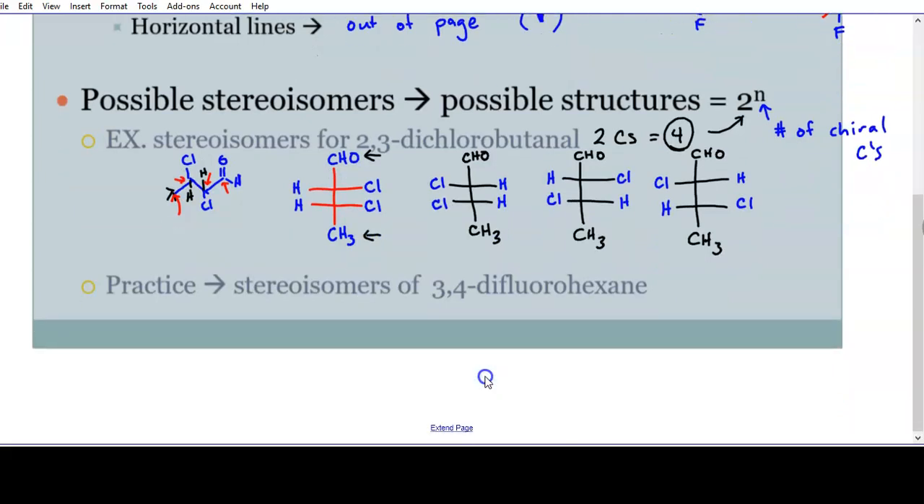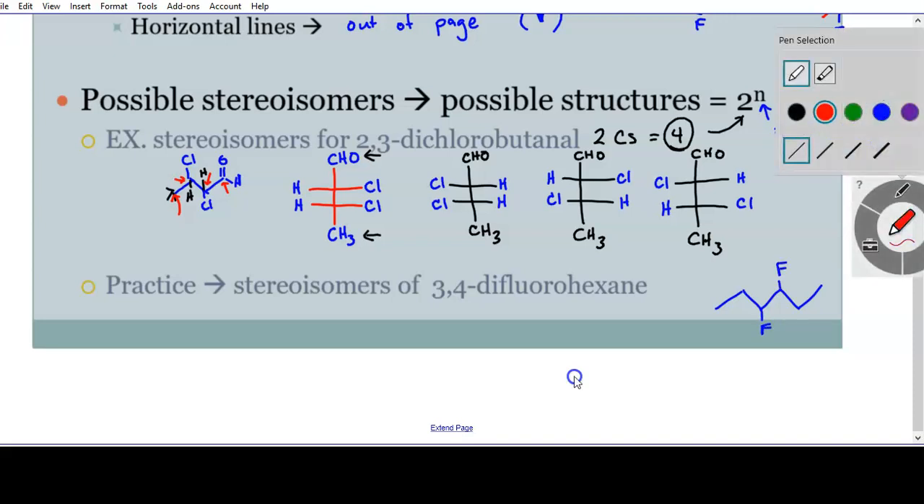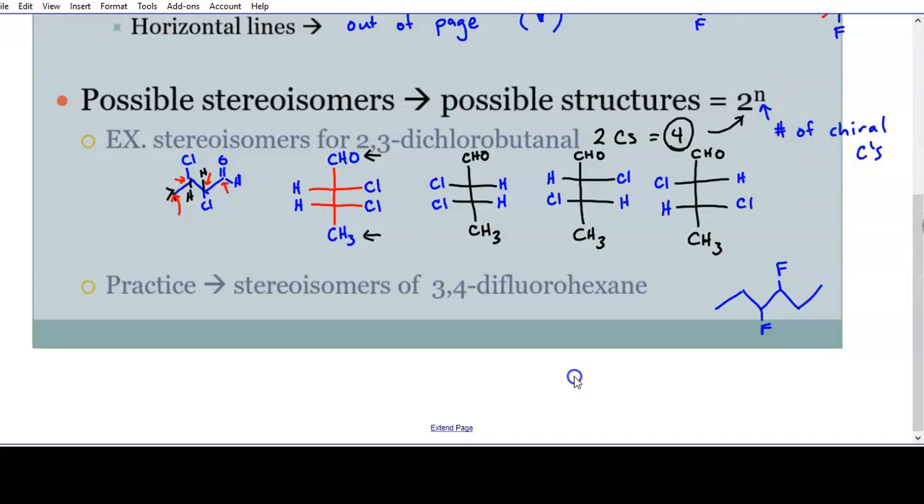So, we did an example. What I would like you to try to do is this bottom one. I'll help you out just a little bit before I pause the video. So I'm going to draw difluorohexane. And it's a 3,4, so there's an F here, and there's an F here. I know the rest of these that I'm drawing in right now are H's.